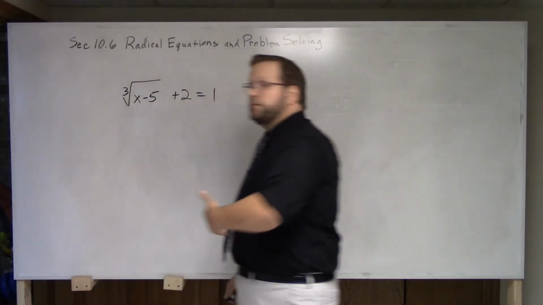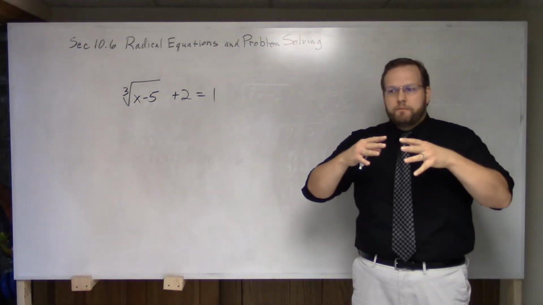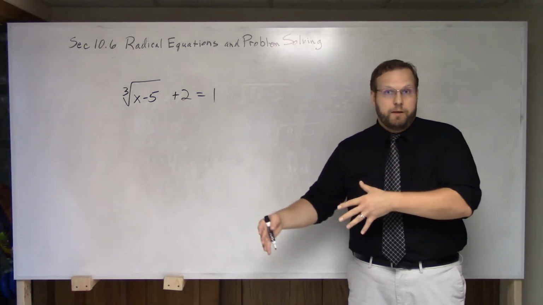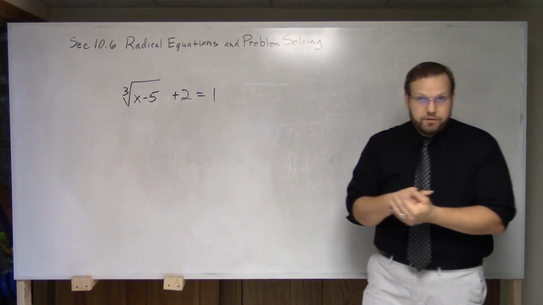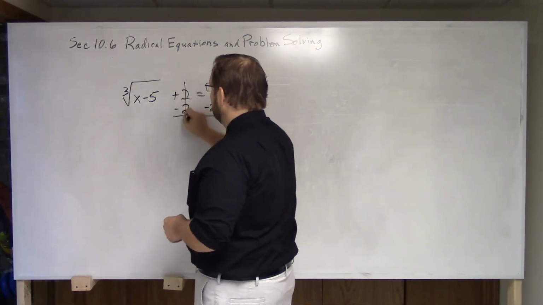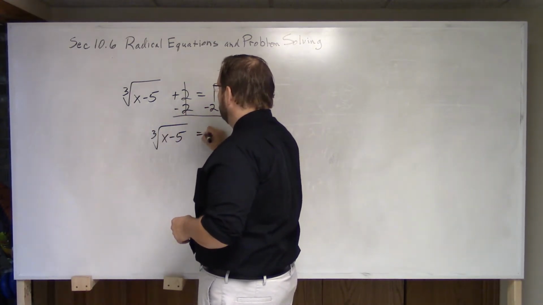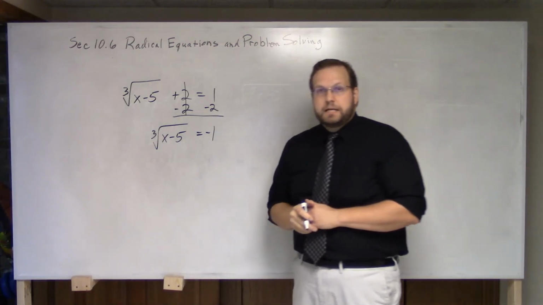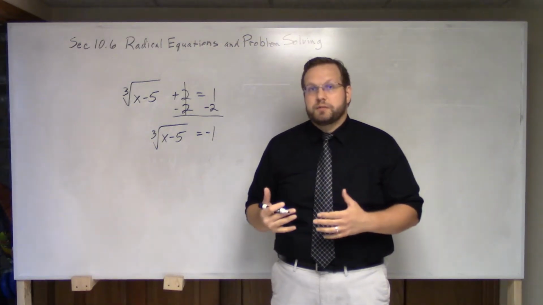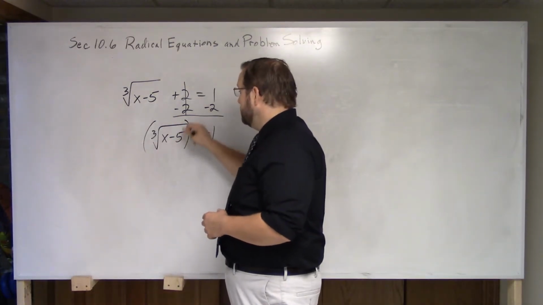Now this one's a little different because we have a cube root instead of a square root, but everything is going to flow and structure itself the same way. So first thing I want to do is isolate the radical. So I'm going to subtract a 2. And I get that. Now when I had a square root, I squared both sides. When I have a cube root, cube both sides. So I'm going to cube.